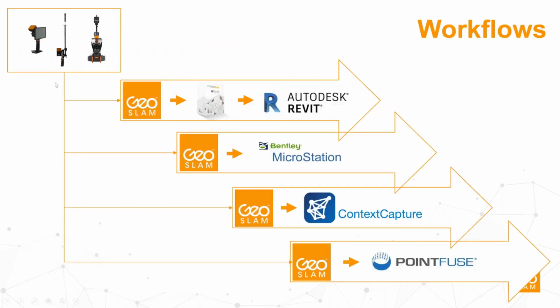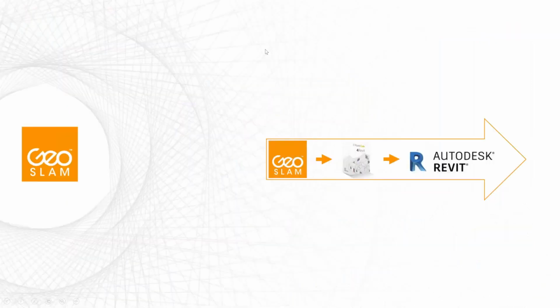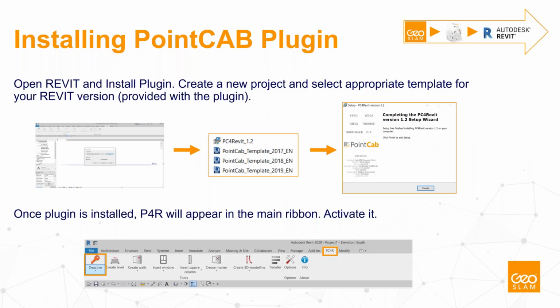All right, so for a quick recap and overview, we'll look into Autodesk Revit, MicroStation, ContextCapture, and PointFuse. Firstly, we'll start with Revit together with the PointCap for Revit plugin. If you're using this plugin, you get an installer, which is an executable, and it comes with Revit templates, which you can use in Revit in order to fulfill this workflow.